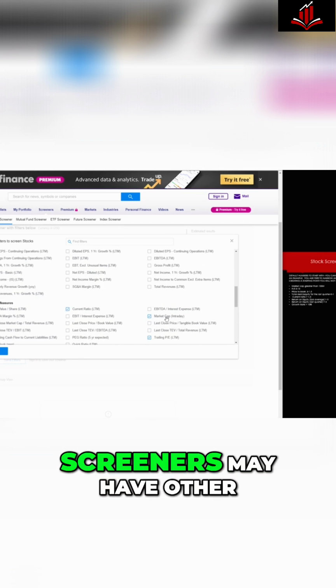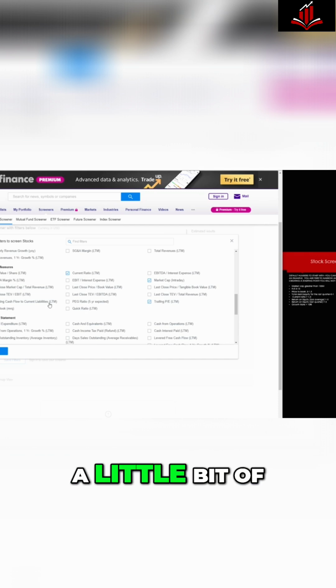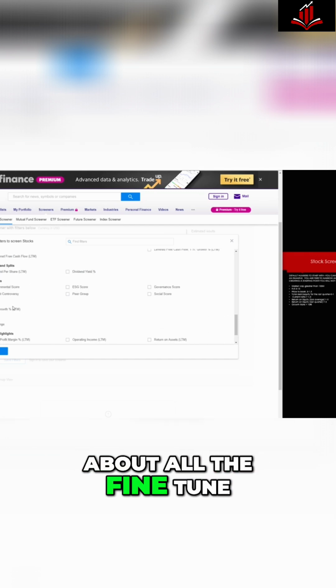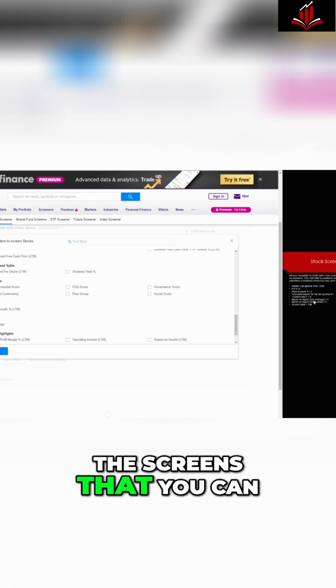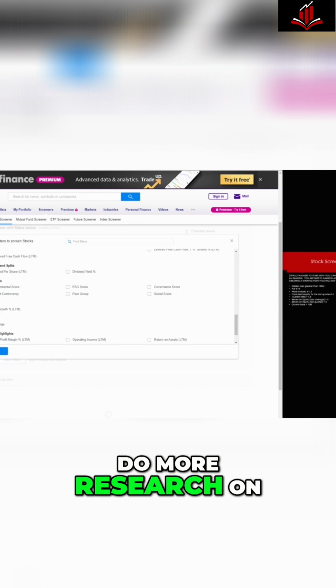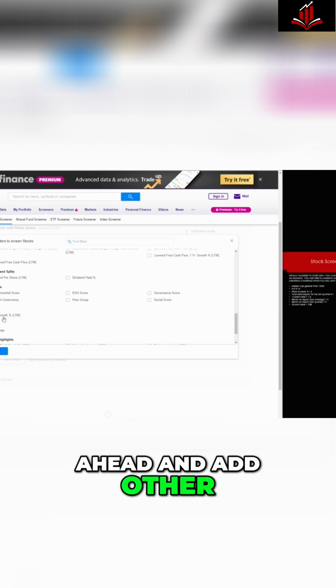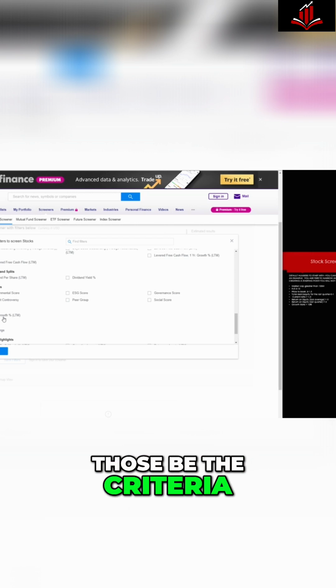Some of the other screeners may have other options and not this one, which is going to yield a little bit of different results, but just don't worry about all the fine tuning. You're just trying again to get something on the screens that you can do more research on, okay? And then the return on equity, and you can go ahead and add other ones if you know what they mean and you're interested in having those be the criteria.